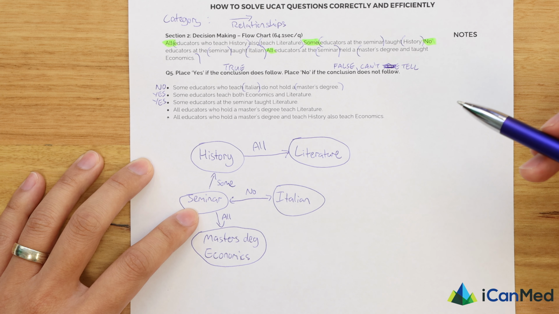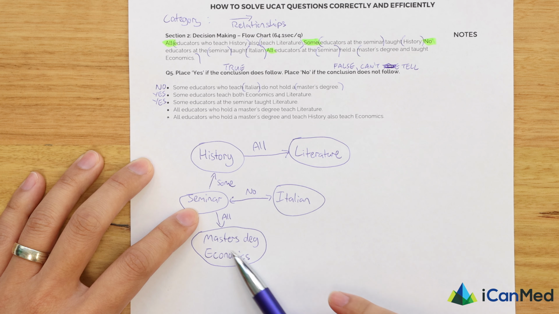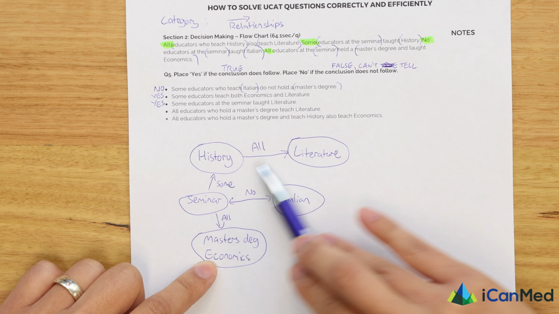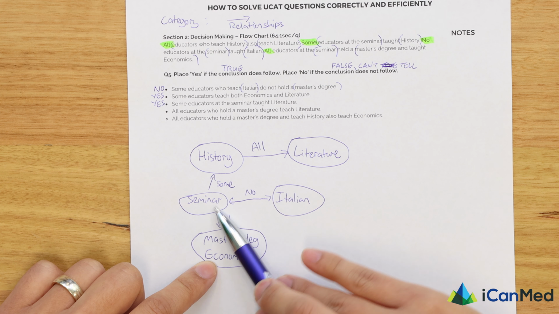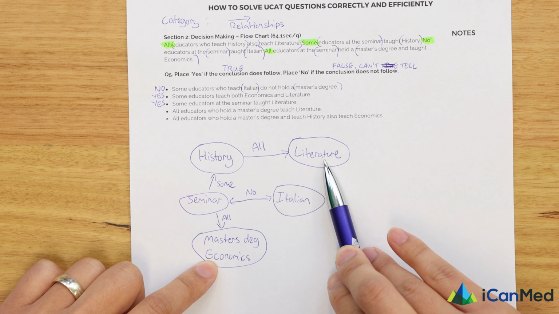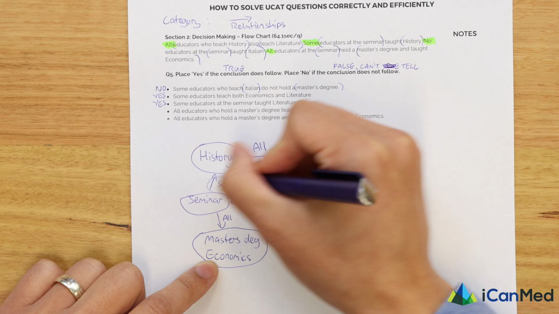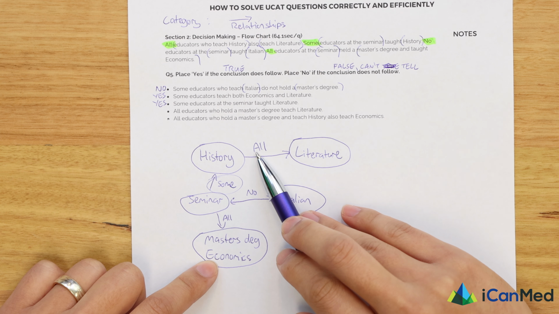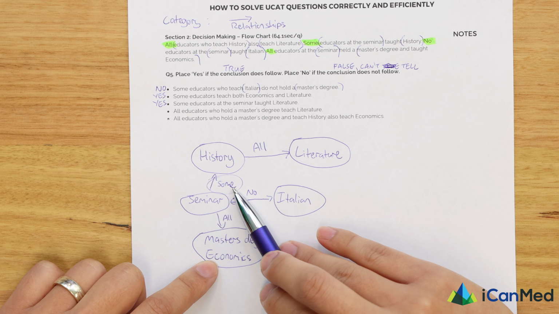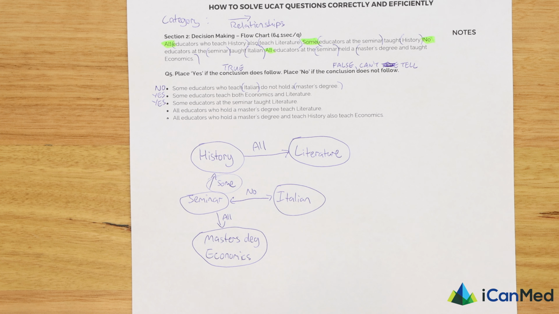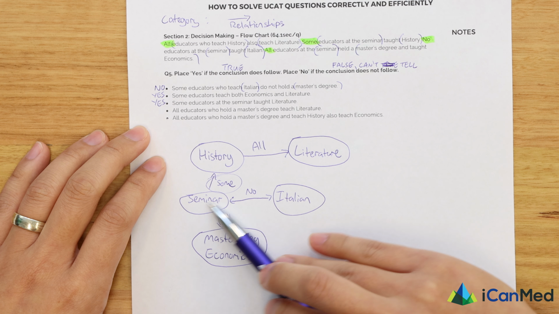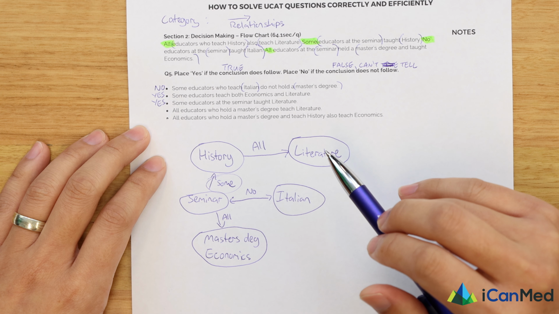Okay, now the 4th statement, all educators who hold a master's degree teach literature. Is that correct? Okay, now this is incorrect because from this bridge here all the way to literature, there is this relationship which is a some relationship. Okay, so this cuts off that all relationship. So because this is a some, this implies that it's not going to be all of them. Remember, some is less than 100%, more than 0%. Okay, so this means that not all of the people at the seminar will teach literature.